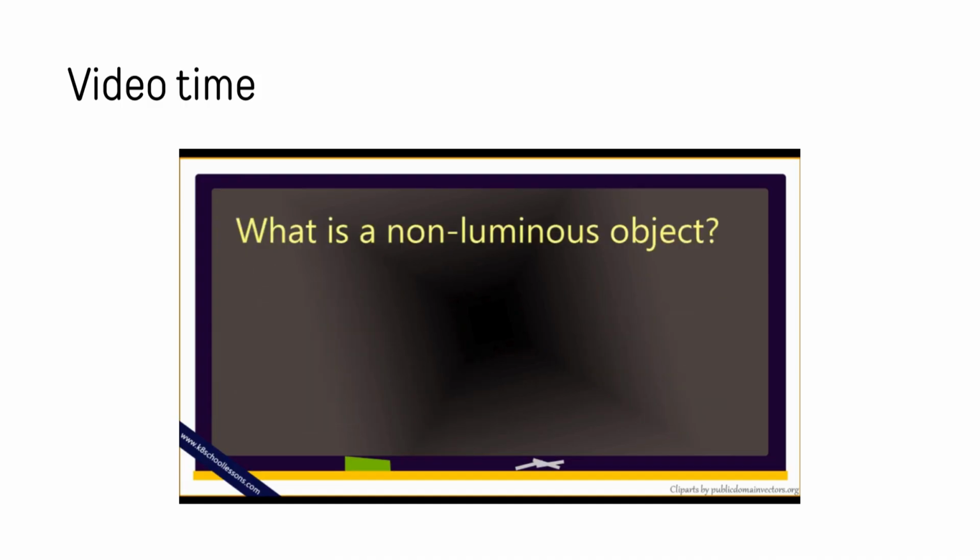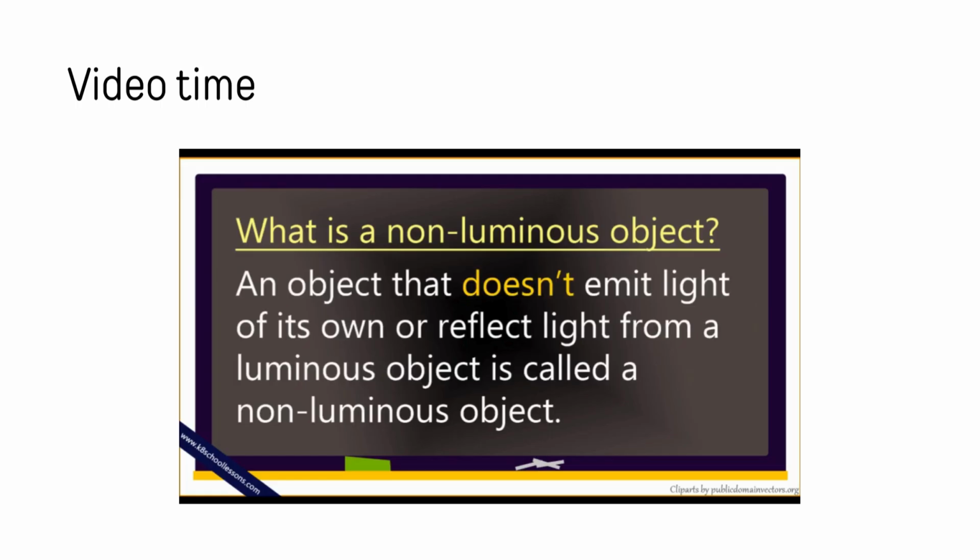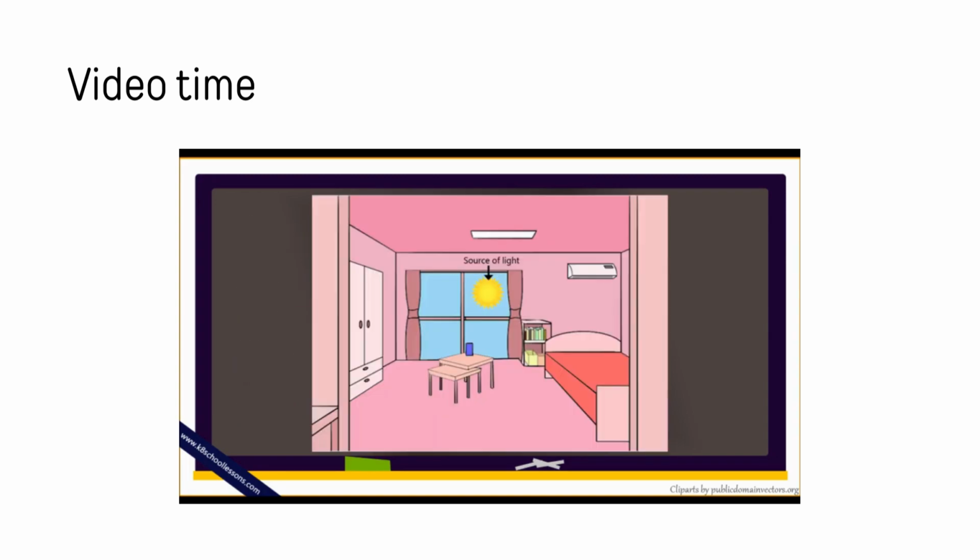What is a non-luminous object? An object that doesn't emit light of its own or reflect light from a luminous object is called a non-luminous object. Now look at this bedroom. What do you see? A bed, bookshelf, tables, wardrobe, aircon, etc. During the daytime, you can see these things thanks to the sunlight.